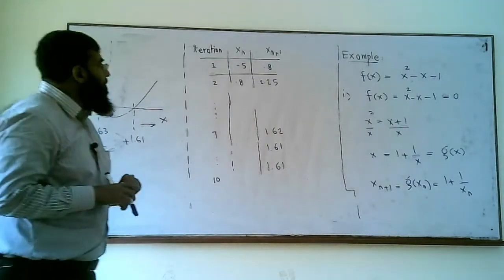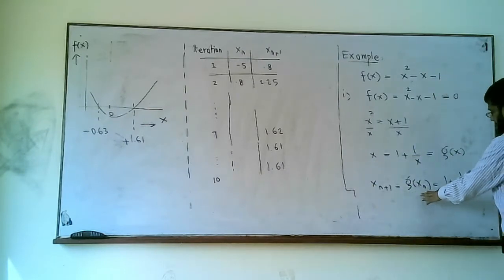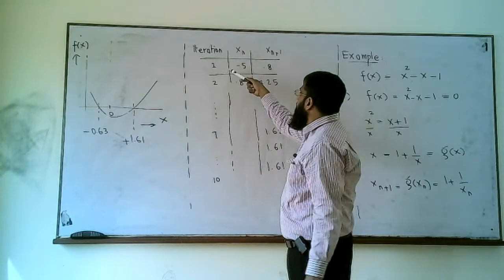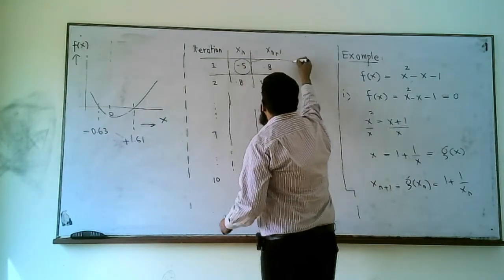So this x_{n+1} is equal to g(x_n). It has converged, starting with x_n equal to -5. You can have a different starting point, or if you are running my Python code, you can start with a randomly selected starting point.